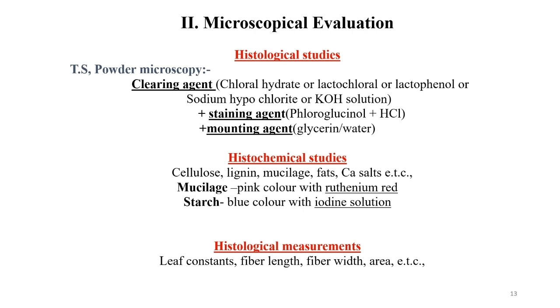Next is histochemical studies, meaning we can identify chemicals present in the cell structures like cellulose, lignin, mucilage, fats, and calcium oxalate crystals. In the case of mucilage, with ruthenium red, it will show a pink color, and starch we can identify using iodine solution, which shows a blue color. Then histological measurements means we can calculate or quantify amounts like leaf constants, fiber length, width, calcium oxalate crystals, starch grains, etc.